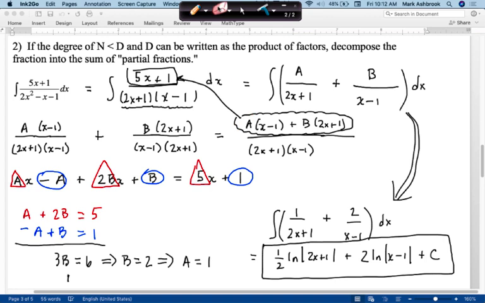Okay, so tell the person next to you: what's the meaning of that expression right there? What's the full meaning of that expression? Tell the person next to you. Go.